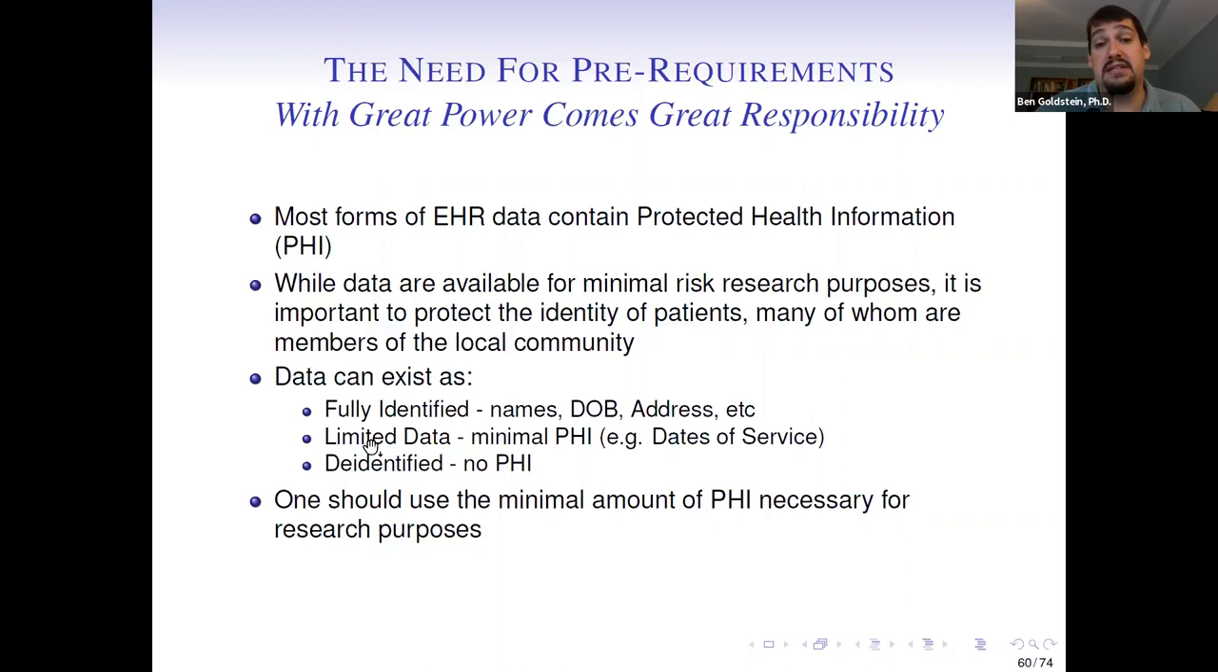You can create limited data sets, which will have minimal PHI, typically dates of service, or de-identified data, which have no PHI. And technically, those are data you can store on a laptop because they're completely de-identified.